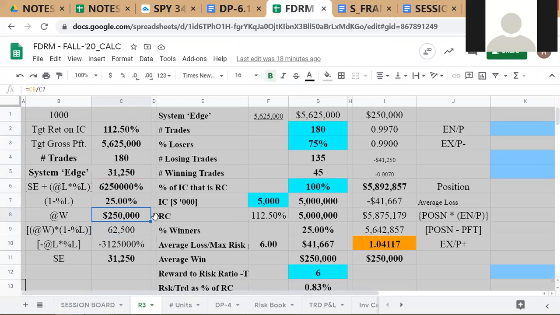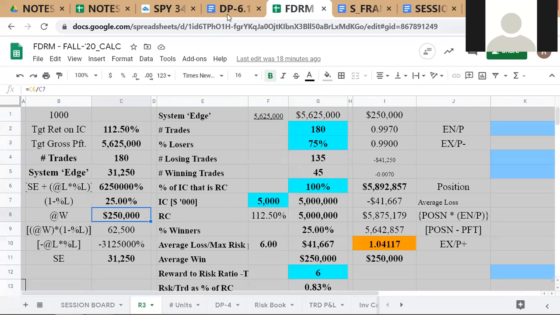Since we know that the system edge is 31.25K and we have a total of 180 trades, and we have so many losing trades, from there we can determine that the average win must be 250,000. In order to produce the system edge, the average win has to be 250,000. And we are seeing the average loss is 41.667. All right, so this is your situation.